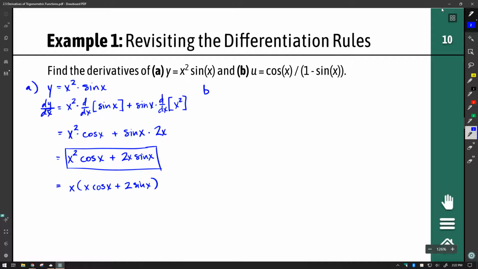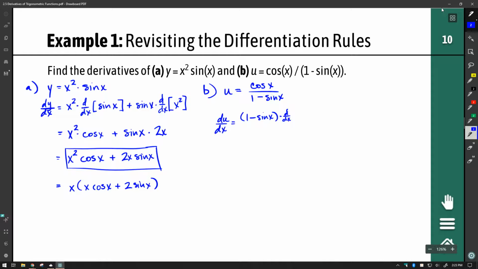But let's move on to part B. We have a function named u, and it's equal to the cosine of x over 1 minus the sine of x. And because this is a quotient of two functions, we're going to have to use the quotient rule to find our derivative. So du/dx is equal to, we remember this rule, the quotient rule, as low d high minus high d low over low squared, or when we mean low and high, we're trying to say the numerator and denominator function.